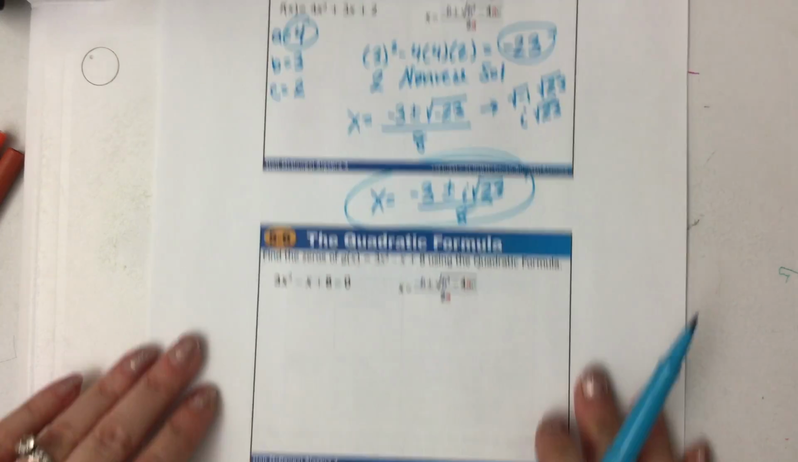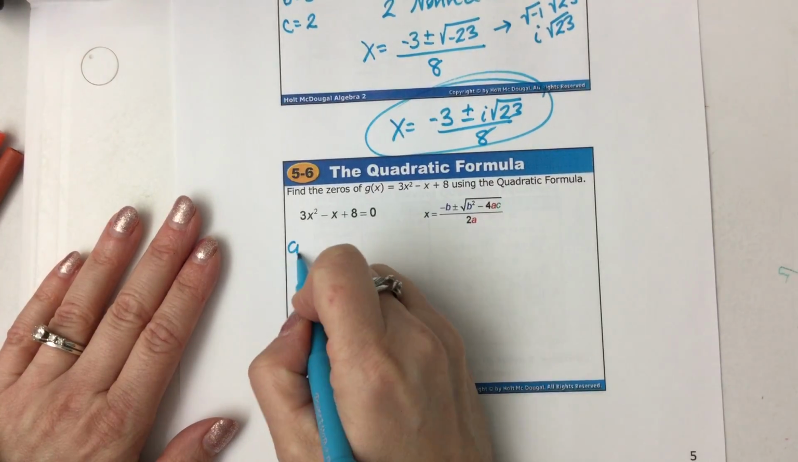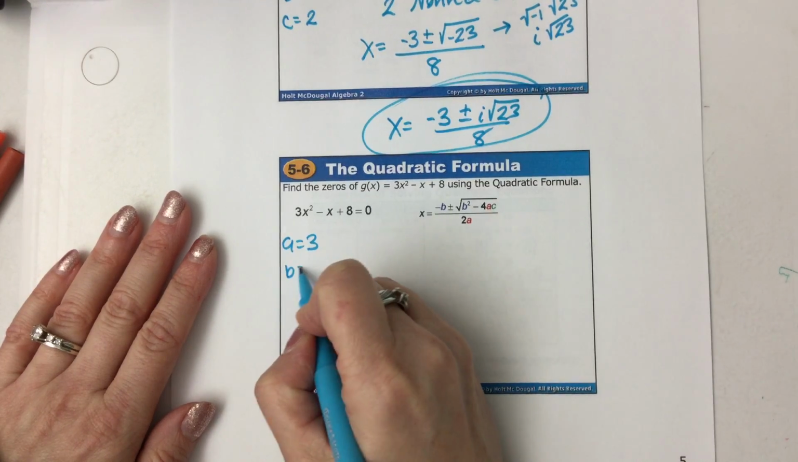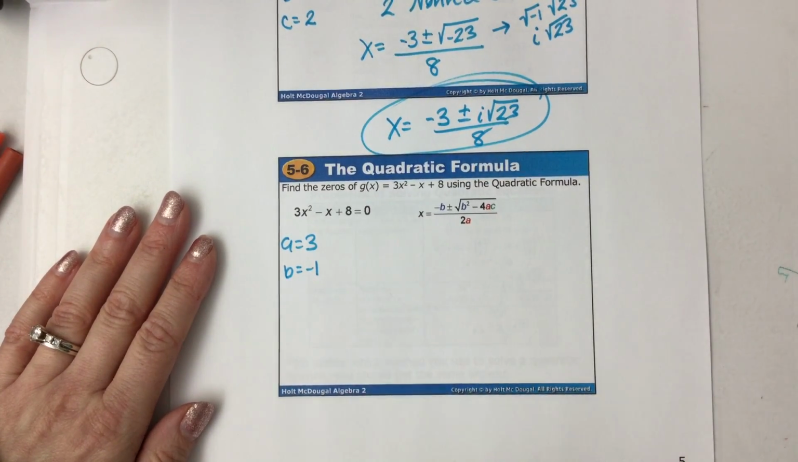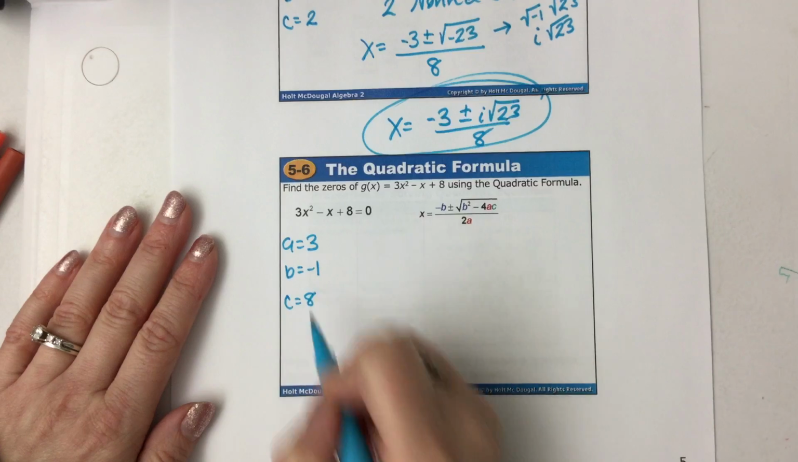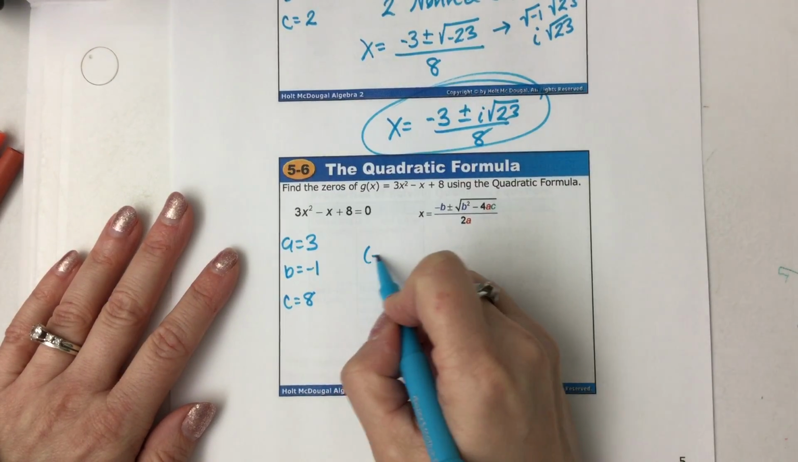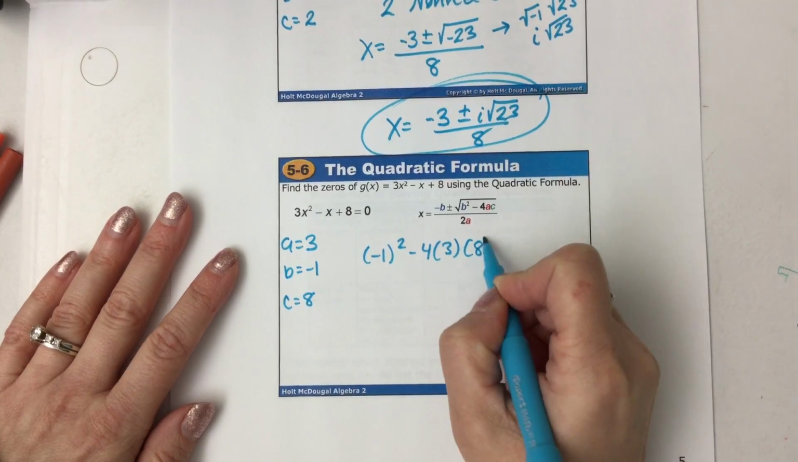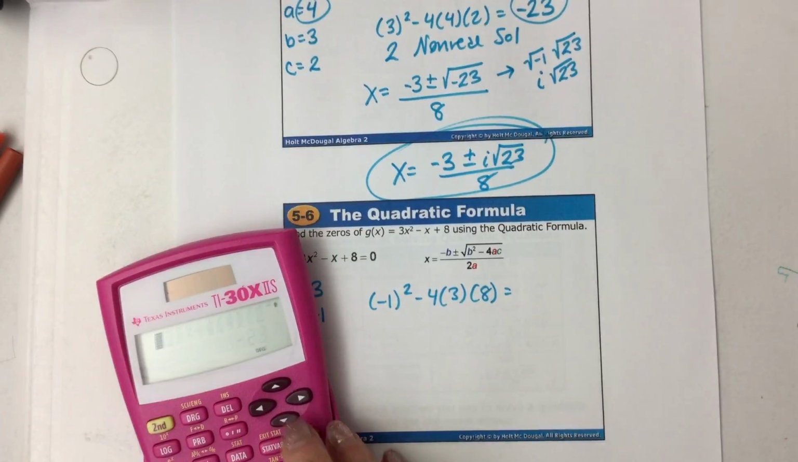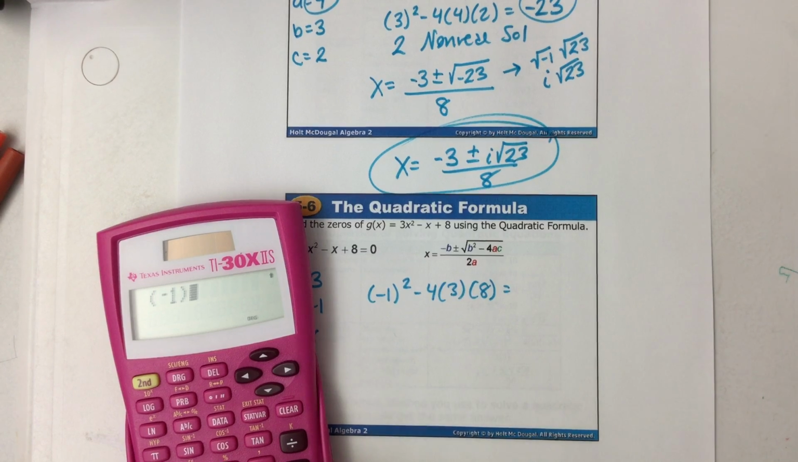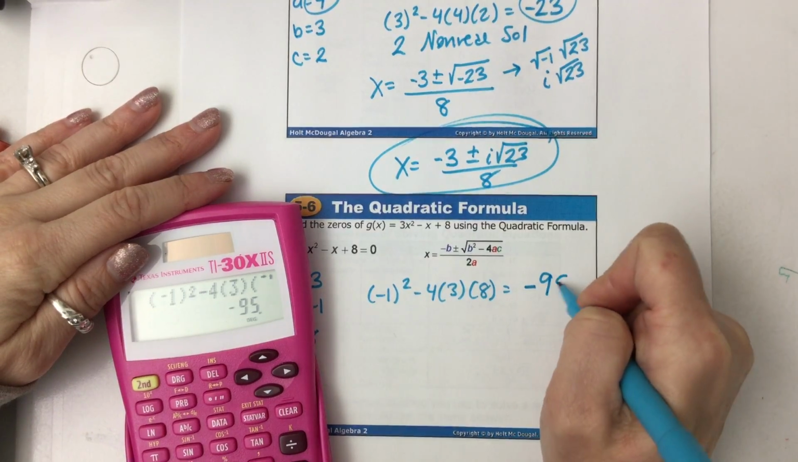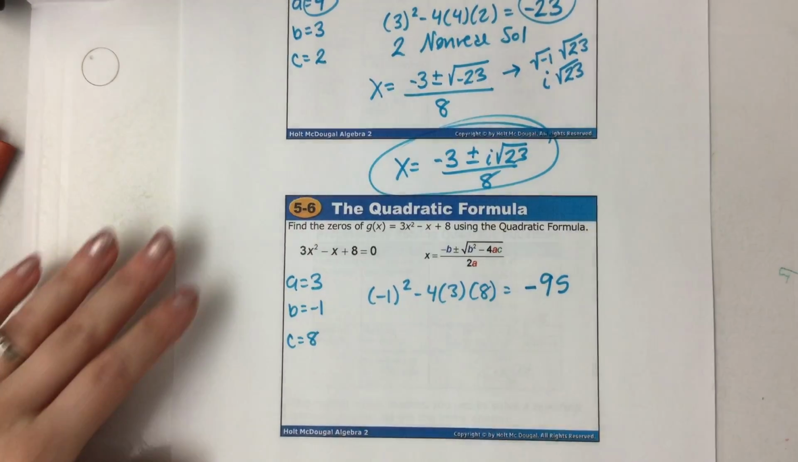Last question. A is 3 because it's the value in front of x squared. B is negative 1, the value in front of x. C is 8, the number at the end. It's b squared minus 4 times a times c. Let's calculate the number underneath the radical. Negative 1 squared minus 4 times 3 times 8. This is negative 95. Holy smokes.